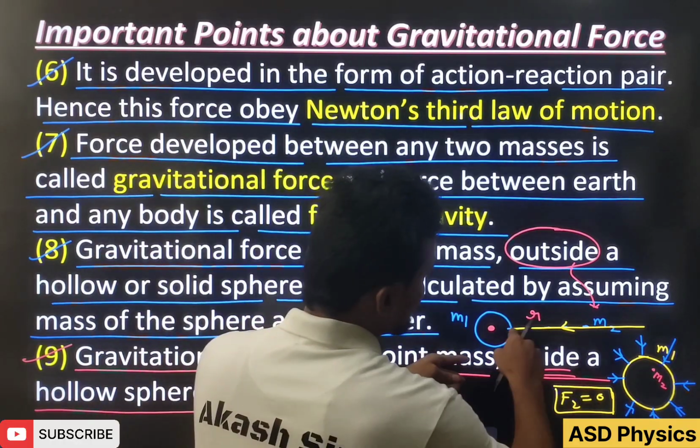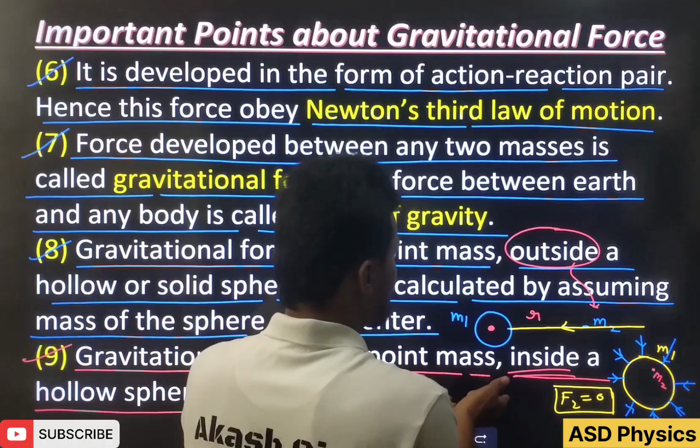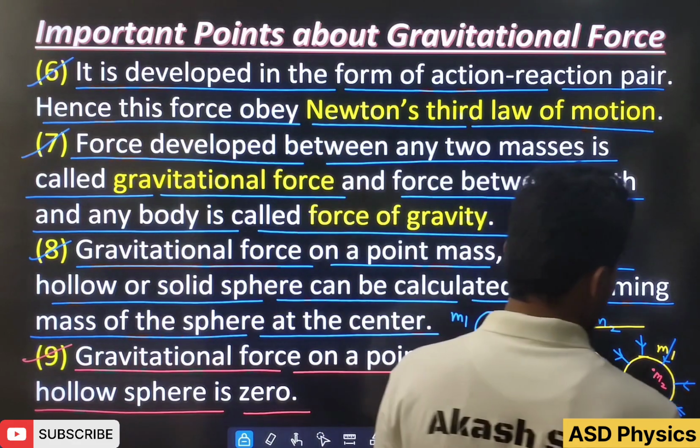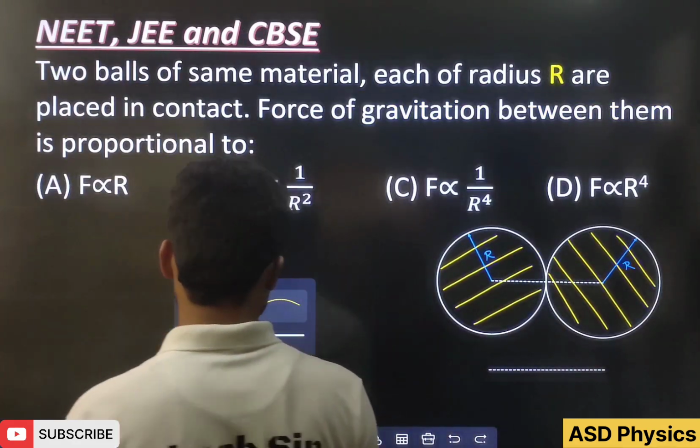Okay. And here I have drawn just one line. From all the directions it will come radially inward. Okay. So remember all these 9 points, very, very important. Great. Now we are going to solve some basic questions.